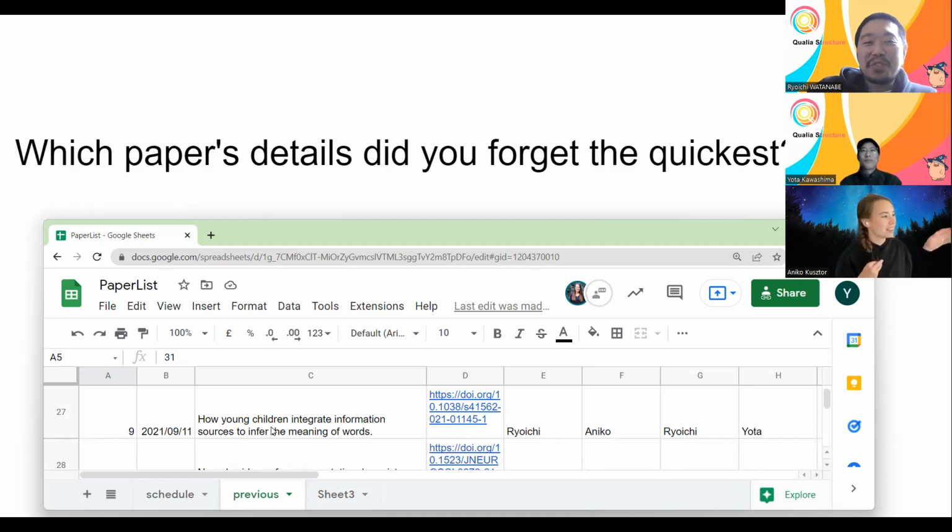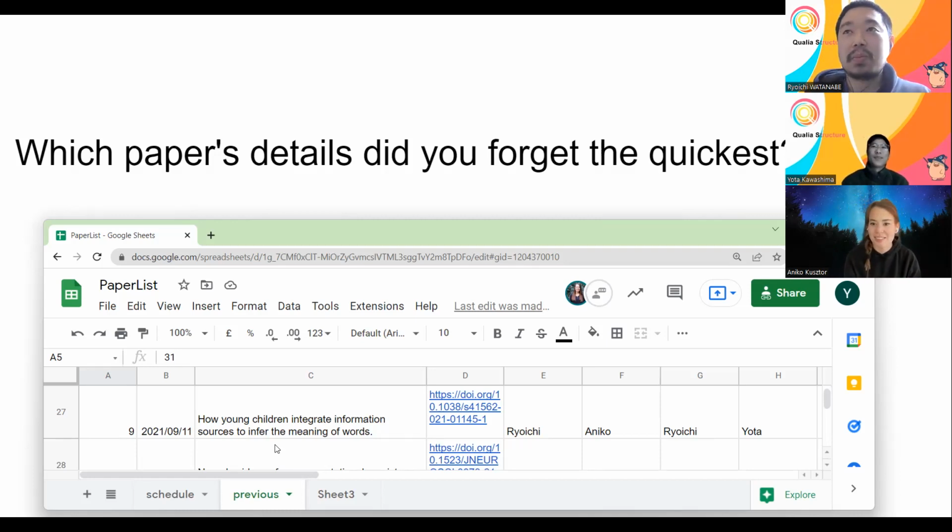But regarding this paper, I am personally not that interested in developmental research, so it's good that Ryoichi is here to represent that side of the scientific progress. I think it was about learning different words, the meaning of words, and I very much forget about it. I know it was a very impressive, good paper, but I just forget the details.